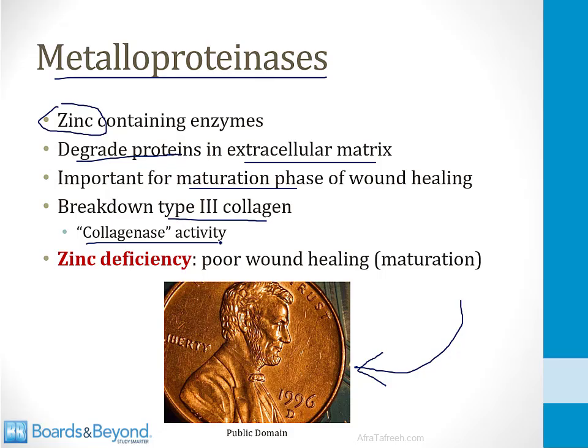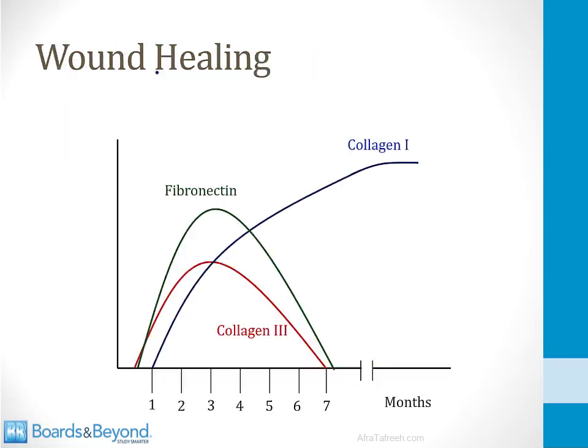The fact that these enzymes contain zinc also means that patients with a zinc deficiency will suffer from poor wound healing. Specifically, they will have problems during the maturation phase of scar formation. So here's a graph showing the changes in the elements of scar tissue over time. So as we talked about earlier, initially fibroblasts lay down type 3 collagen and fibronectin.